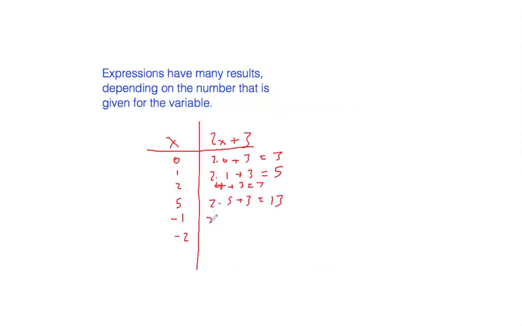The next case, -1. Now I'll be a little more careful here. 2 times -1 plus 3 equals 1. 2 times -2 plus 3 equals -1. So we see we've got a whole bunch of different values that this expression can be depending on what value we plug in for x.